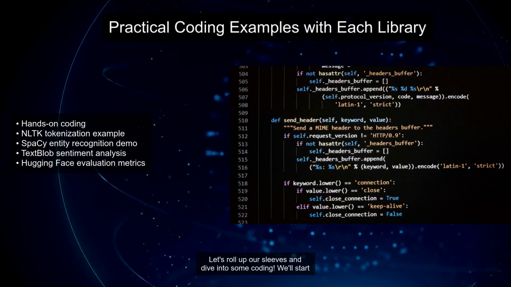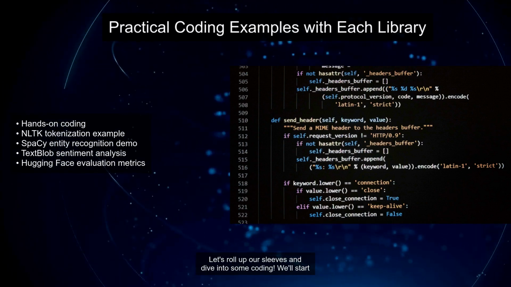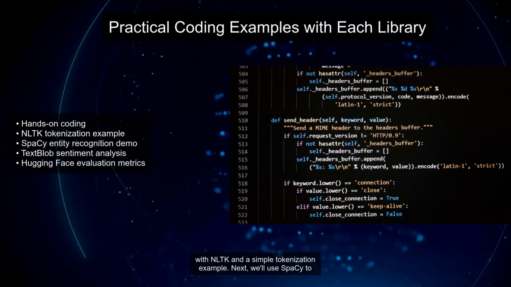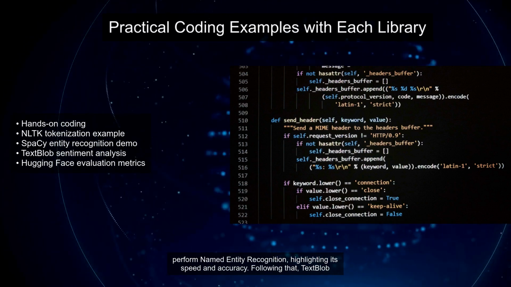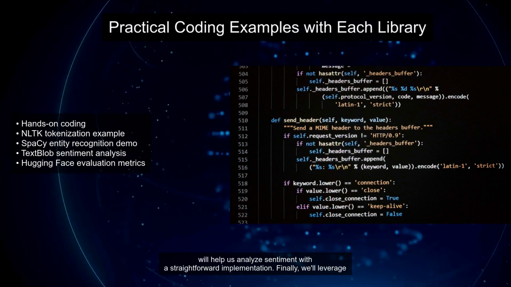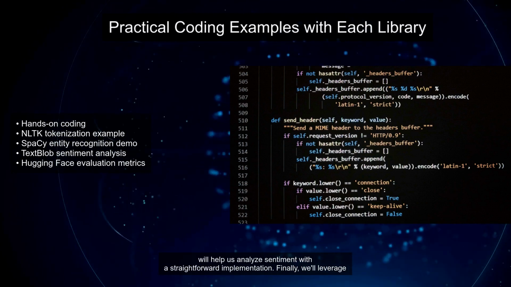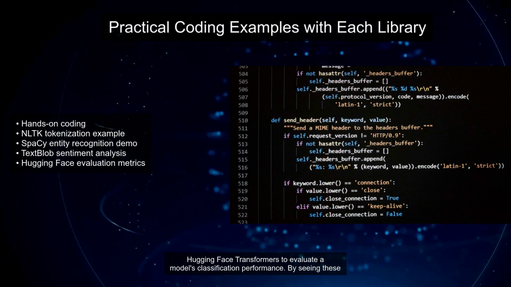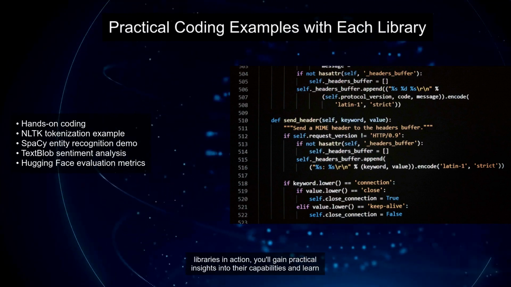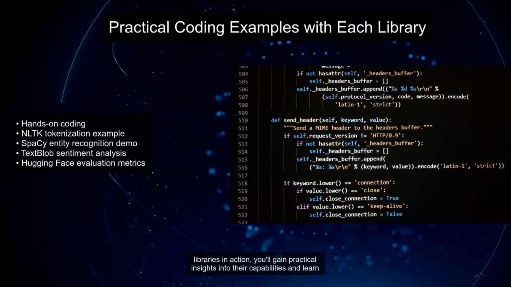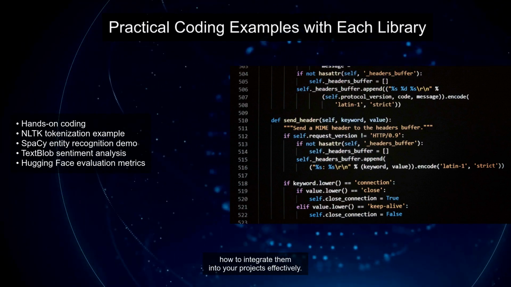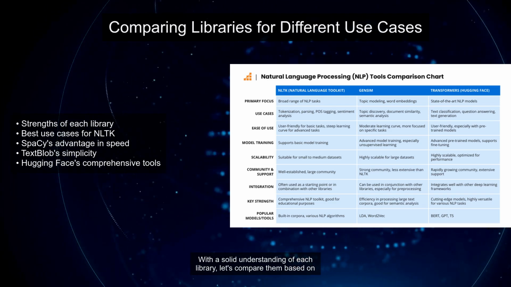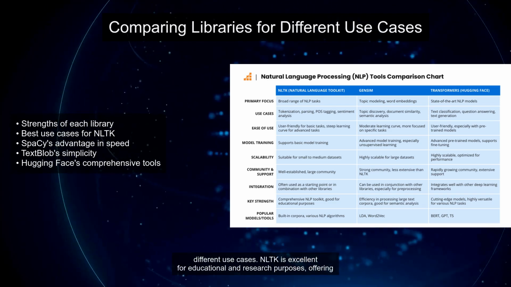Let's roll up our sleeves and dive into some coding. We'll start with NLTK and a simple tokenization example. Next, we'll use SpaCy to perform named entity recognition, highlighting its speed and accuracy. Following that, TextBlob will help us analyze sentiment with a straightforward implementation. Finally, we'll leverage Hugging Face Transformers to evaluate a model's classification performance. By seeing these libraries in action, you'll gain practical insights into their capabilities and learn how to integrate them into your projects effectively.